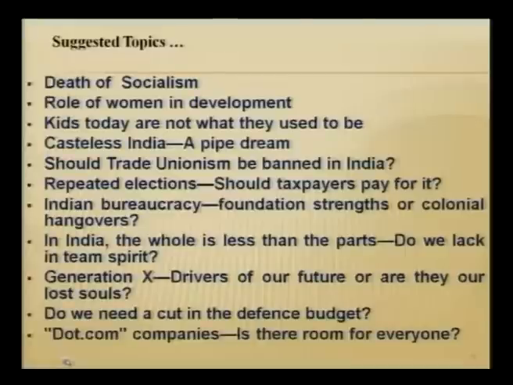Repeated elections, should taxpayers pay for it? Anytime you have elections, the money is going through taxpayers. So, should they pay for it, or do you have some kind of money that is pooled in only for election? Indian bureaucracy, foundation strengths or colonial hangovers? Is it high time we change the bureaucratic setup, or do we go on with the colonial setup that is left?